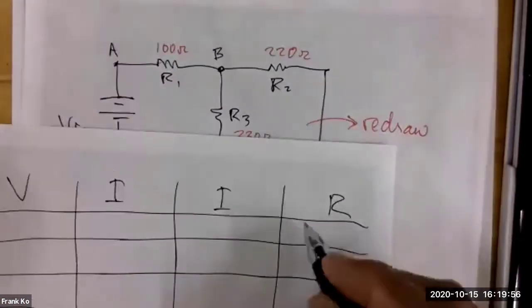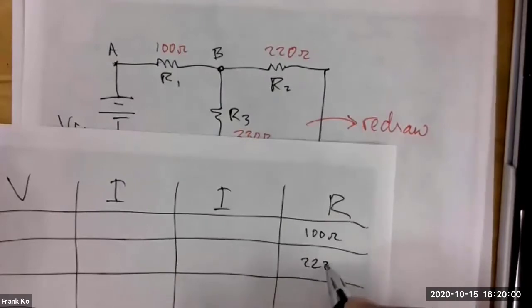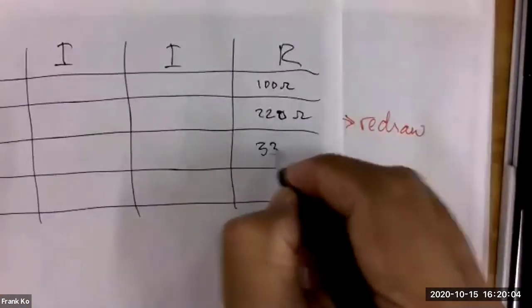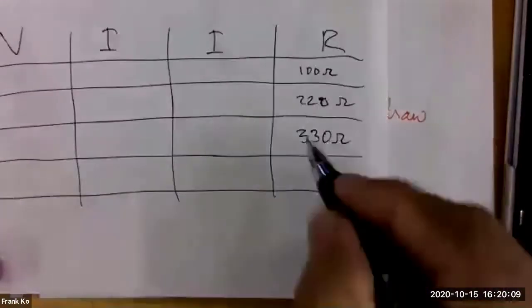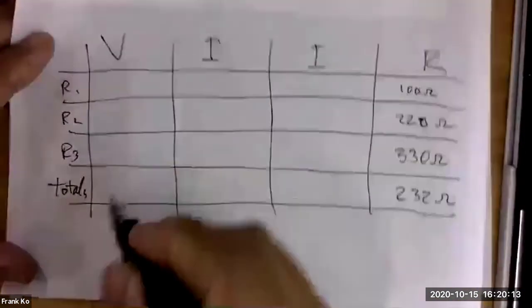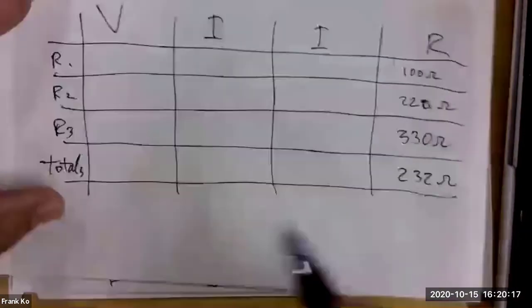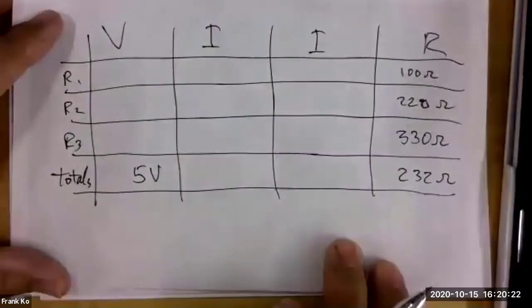So R1 was 100 ohms. R2 was 220 ohms. R3 is 330 ohms. And the total came out to 232 ohms. And the voltage source on this side that we're left with, VS1, is 5 volts. So we have 5 volts. Everybody okay with this so far?